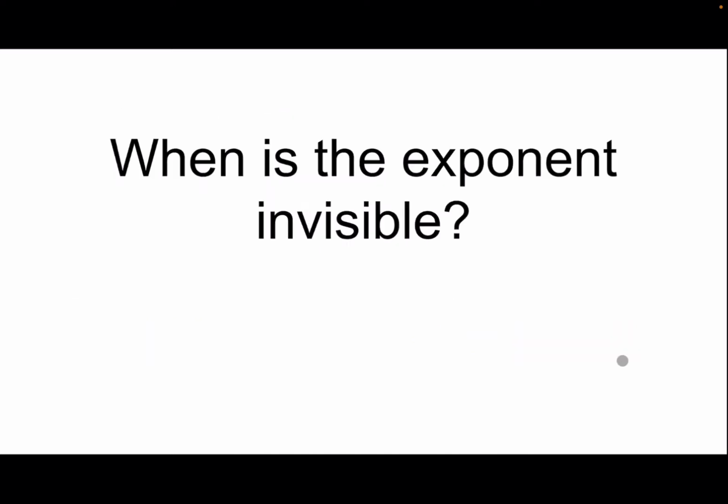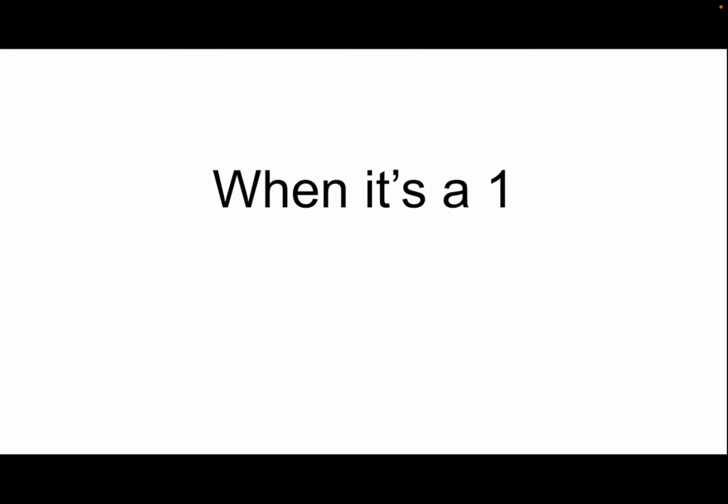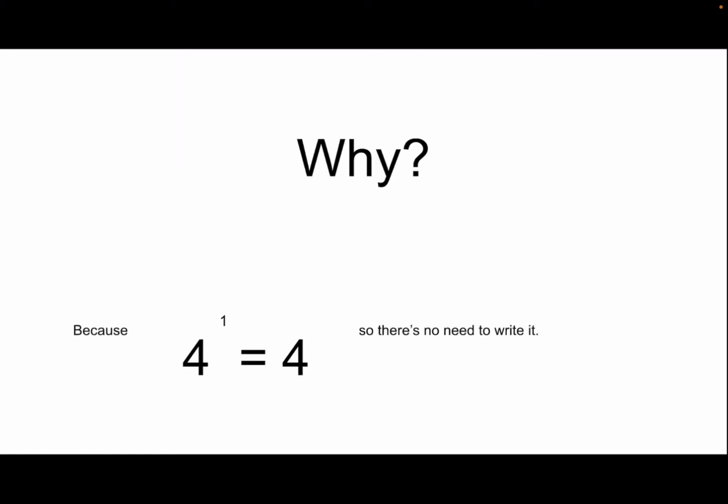Okay? So when is the exponent invisible? The exponent is invisible when it's a 1. And the reason for that is because, again, the exponent tells us how many times we're going to multiply it by itself. Well, here it's only 1, so 4 to the first power is the same thing as just saying 4. So there's no need to write the 1 there, because again, we want to save time.